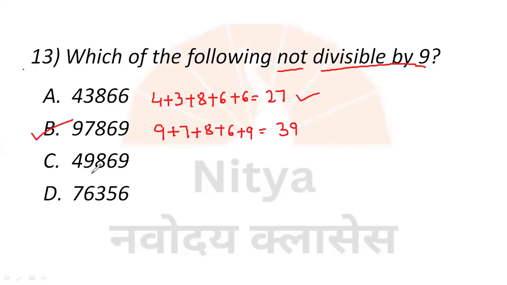Okay, when we add these digits, you get 36. So 36 is also divisible by 9, no? And option number D, you can also check. When you add 7 plus 6 plus 3 plus 5 plus 6, that is 27. So these three are divisible by 9, but 39 is not divisible. So option number B is the answer.